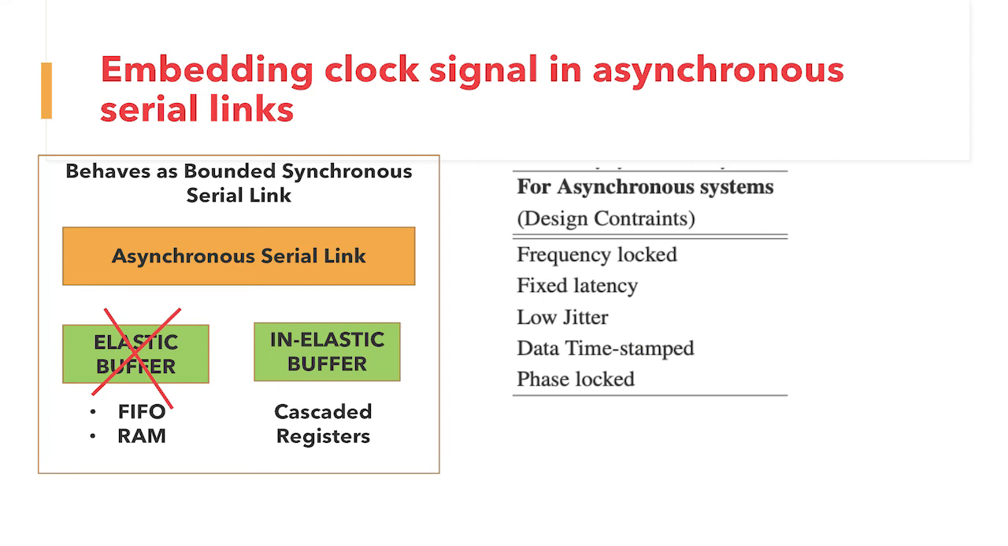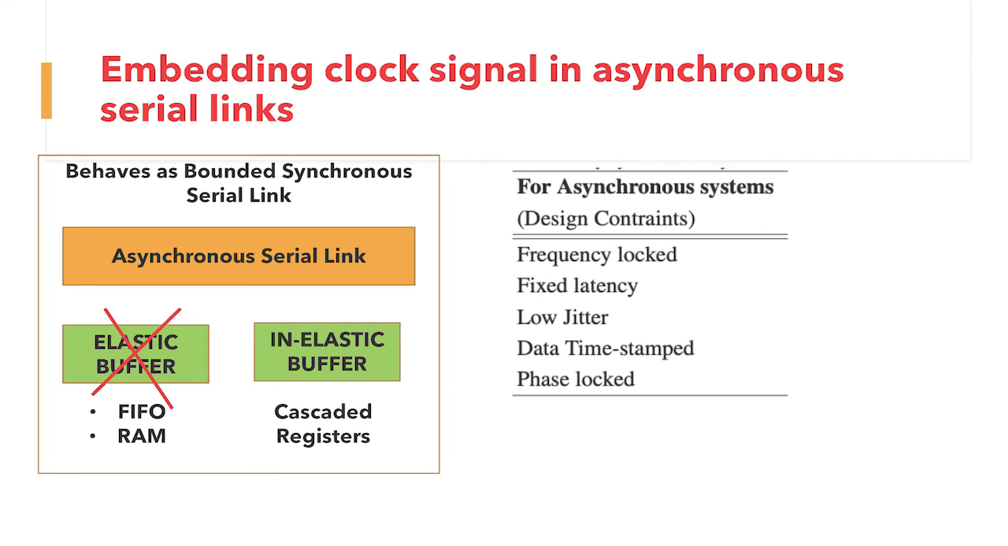Now, as I mentioned in an earlier slide, the physicists want the signals to be latency critical, so the latency needs to be achieved. What the physicists want to do is use the asynchronous serial link, because the electronics for it is pretty advanced, and yet achieve the benefits of a synchronous serial link. So what they have done is replace the elastic buffer with an inelastic buffer.